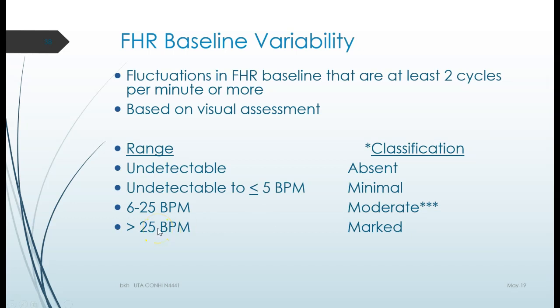If, on the other hand, we see that we have this variation, this fluctuation from beat to beat that's greater than 25 beats per minute, we call that marked. Marked always, always, always means our baby is hypoxic.